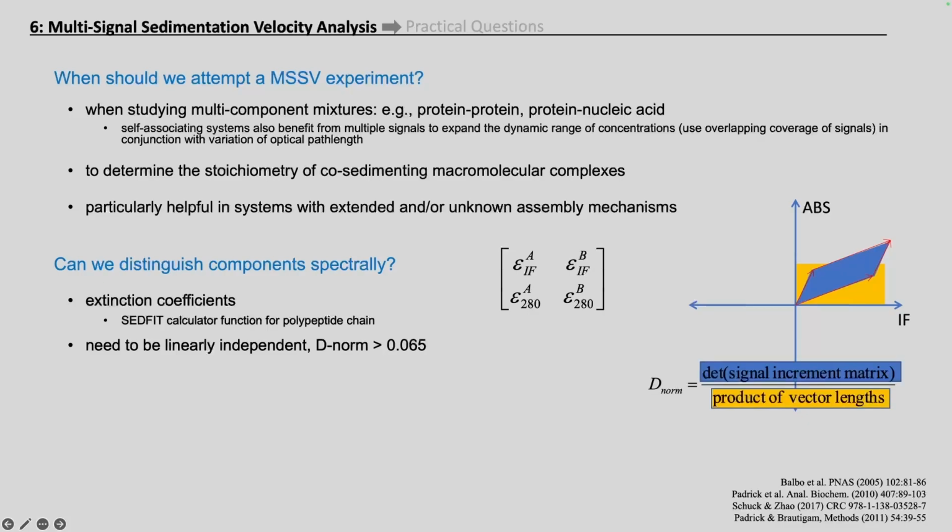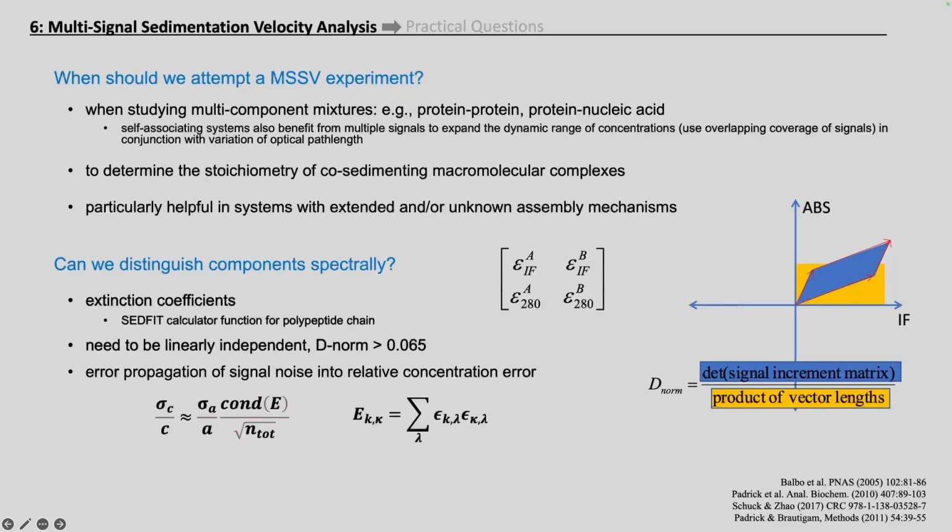The area can be calculated by the determinant of the matrix, and if we normalize this by the product of the vector lengths, we get a quantity called d-norm. Through a series of simulations, Shea, Patrick and Chad Broughtigam have shown that a d-norm value greater than 0.05 is usually sufficient to distinguish two proteins spectrally in a multisignal sedimentation velocity experiment.